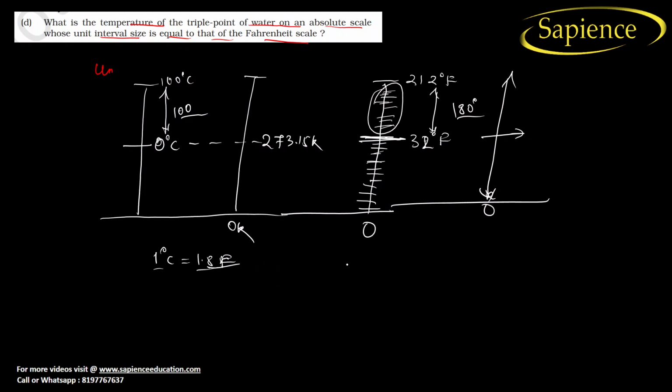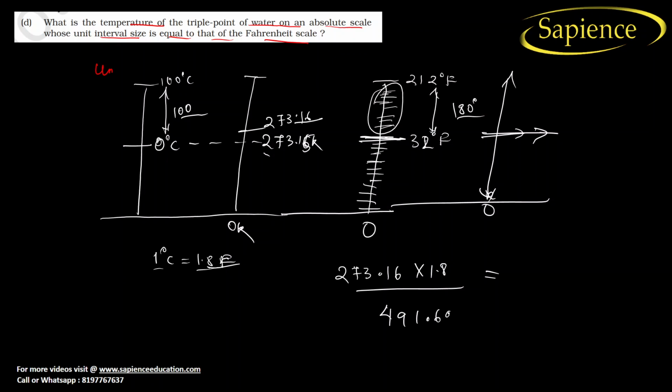So finally, we want the triple point: 273.16 into 1.8, then only we will get this temperature, right? Because it is 273.15 Kelvin, but the triple point is 273.16 Kelvin. So when we multiply it, we will get 491.69 degree Fahrenheit. So this is the temperature which is the required answer for this solution.